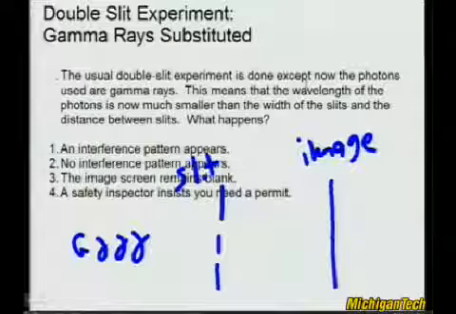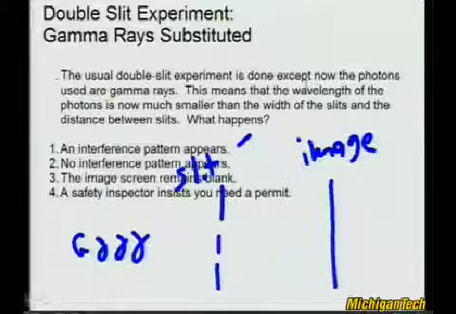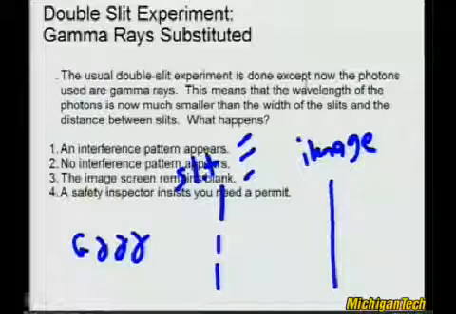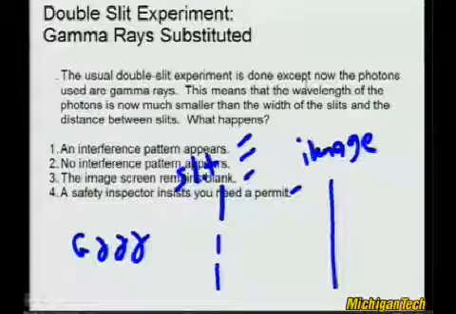So what happens when you replace normal photons that we would be able to see in the usual visible range with gamma rays? Do you still get an interference pattern? Do you get no interference pattern? Does the image screen remain blank? Or does a safety inspector insist that you need a permit? Which of those would happen? Please consider that. Change to gamma rays.